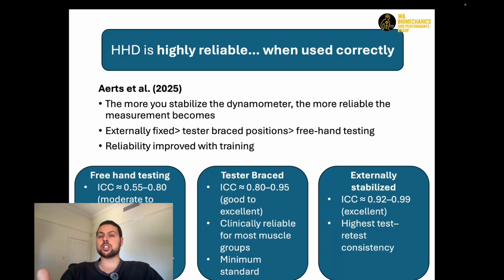But then if you really want to lock in and get good results, we can actually see the handheld is really reliable and excellent in its ICC when you externally stabilize it. Okay, so this is when we use the highest test. This is when we get the highest test and retest consistency.